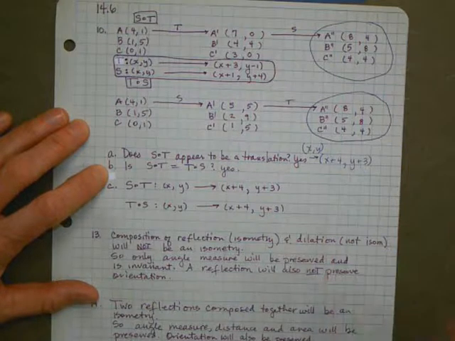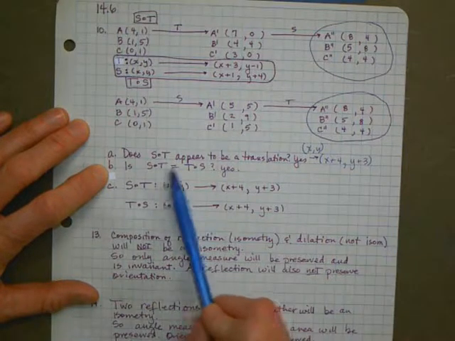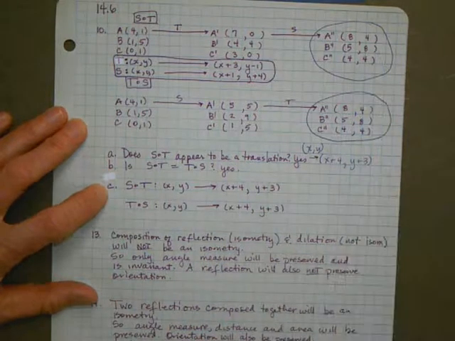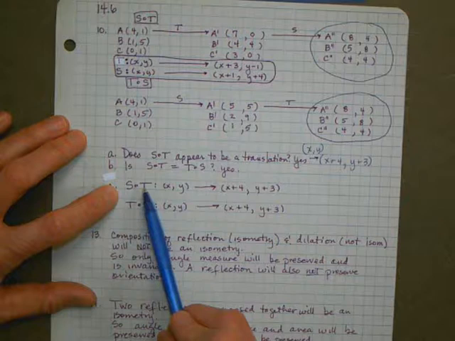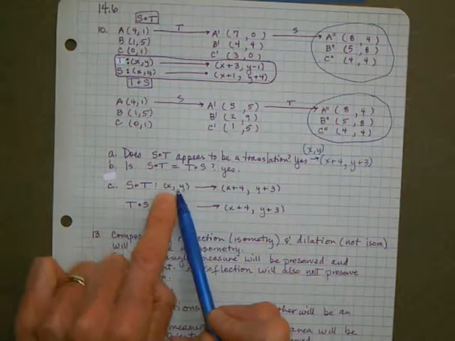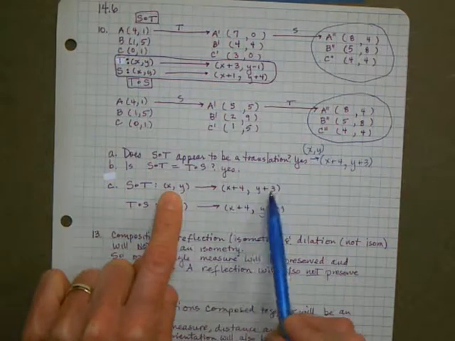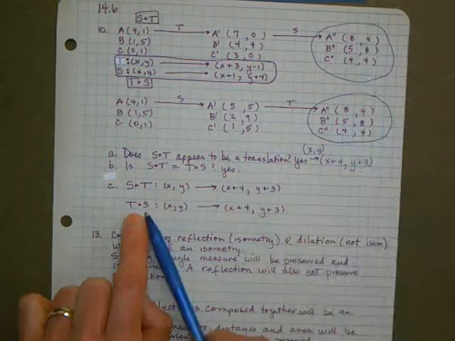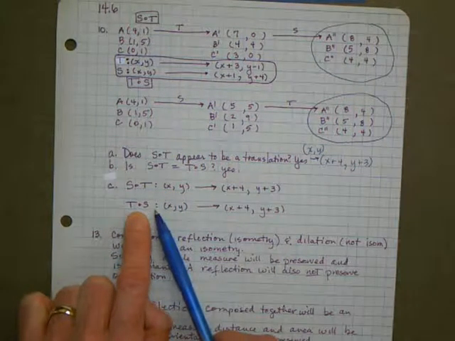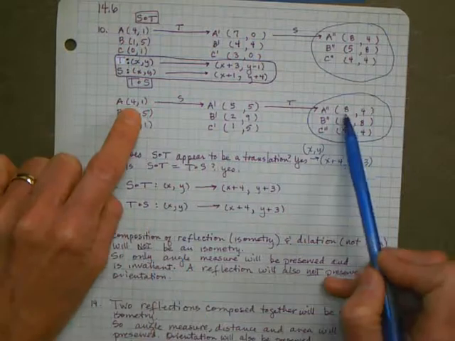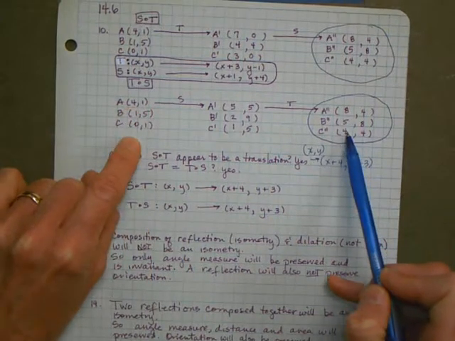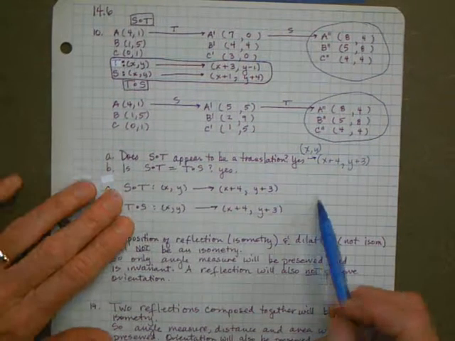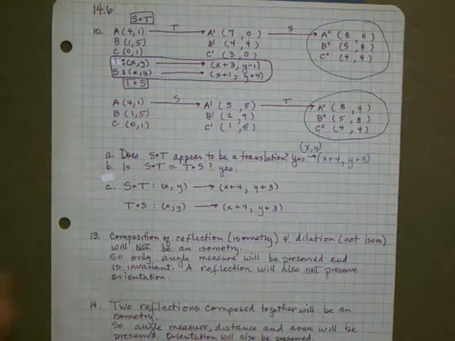Part B says, is S composed with T equal to T composed with S? Yes, we just proved it. Whoop-de-doo. In part C, we want to know S composed with T. It takes point (x, y) to (x plus 4, y plus 3). Okay, so we did that already. And then if you notice with T composed with S, same deal. We add 4 to all the x's, and we add 3 to all the y's. So you can see that the composition of the functions does the same thing. All right, so that's problem 10.